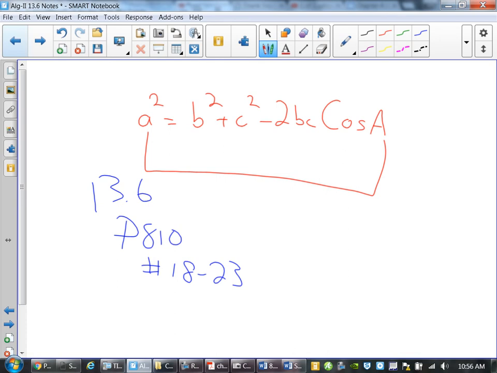Do 18 through 23. 6 of them. Okay? Don't forget, if that second angle you find is acute, to double check to see if the ambiguous case does occur. From time to time, it does. Always double check your second angle. Because you got to use law of sines anyway. It's always easier to use law of sines after you use law of cosines.